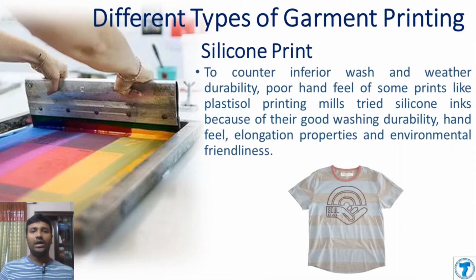Silicone print. To counter the inferior wash and weather durability and poor hand feel of some prints like plastisol printing, mills tried silicone inks because of their good wash durability, hand feel, elongation properties and environmental friendliness. So to get very good hand feel and wear durability, you can proceed with the silicone print.